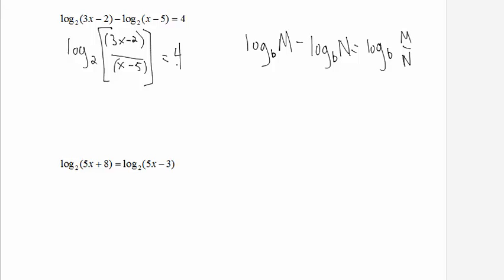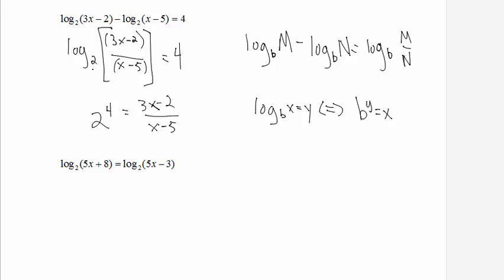Now we use our definition of logarithm and how it relates to the exponential to simplify this, which will look something like this. If the log base b of x equals y, then that's the same thing as b to the y equals x, which is what we'll apply here to simplify this even further. 2 to the 4 equals 3x minus 2 over x minus 5.